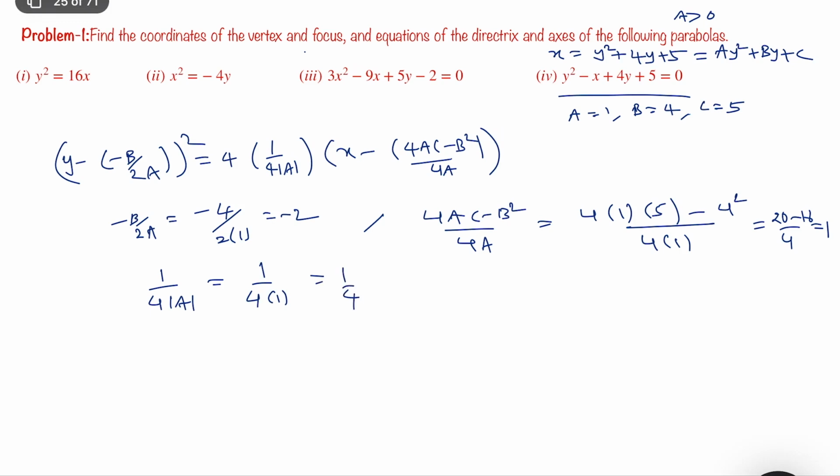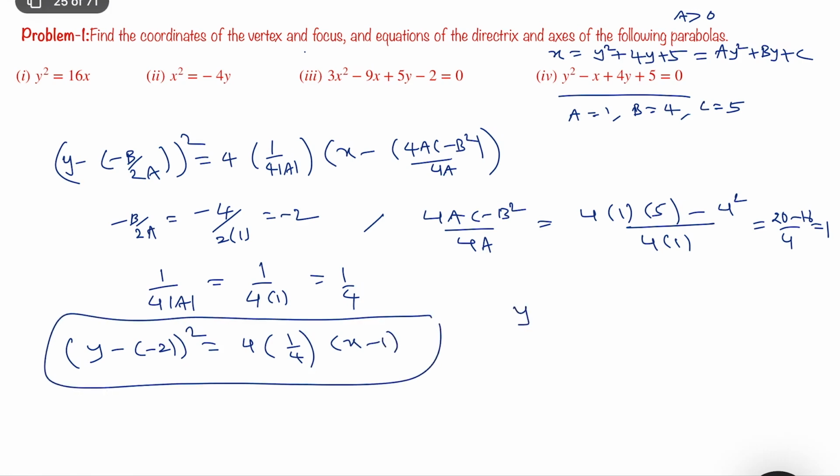So now we can write this: y minus of minus 2, whole square, equal to 4 times 1 by 4 times x minus 1. This looks like y minus k whole square equal to 4a times x minus h. So here h comma k going to be what? 1 comma minus 2 and a equal to 1 by 4. Now we can easily answer everything.